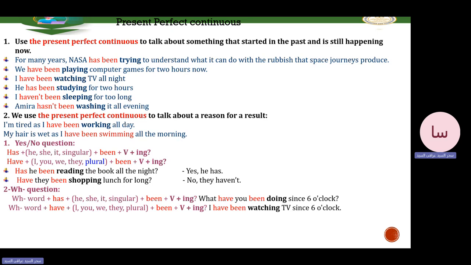So, present perfect continuous talks about an action that started in the past and continued to the present and took a long period of time in the present. It may continue or just stop and the effect appears on me. Like I am tired, so I have been working all day. Or I have been watching TV all the morning or all the evening. So the focus here is on the period of time, how long the action has taken. Okay. Let's move to another point.